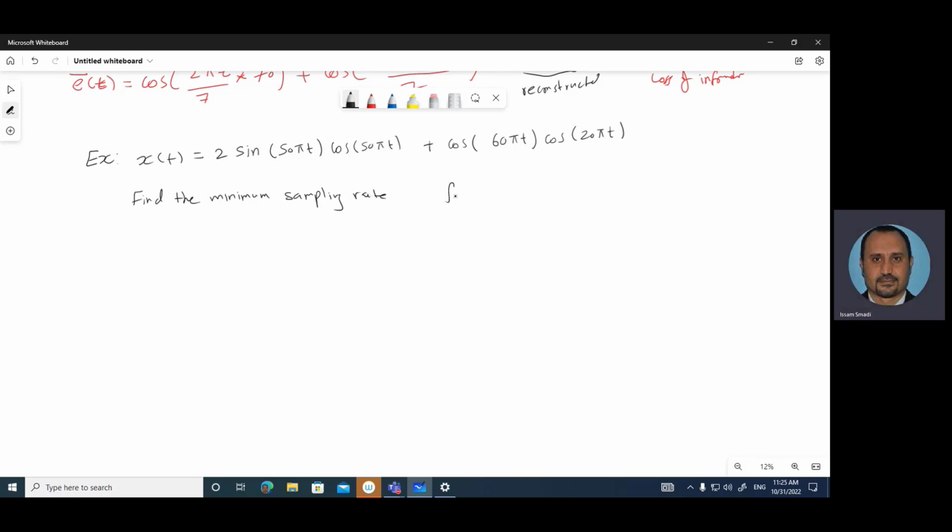The meaning is what? Fs will equal 2 F max, correct? This is the minimum sample rate. So, first I have to multiply it and get the frequency for what?